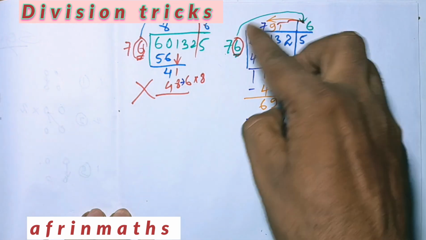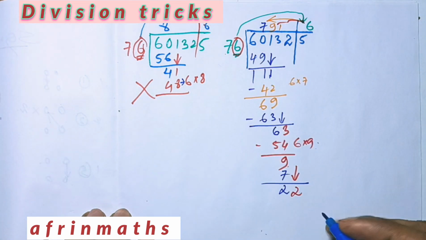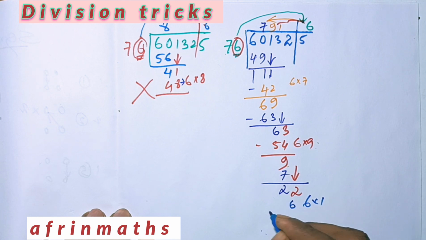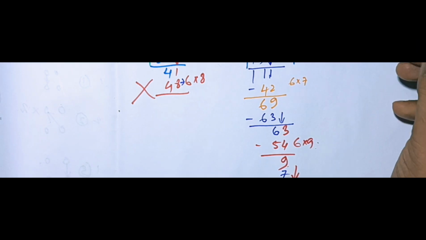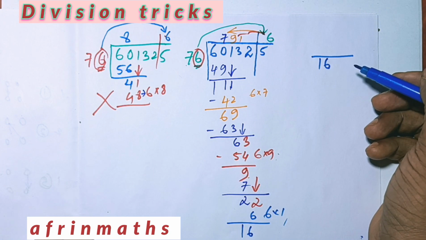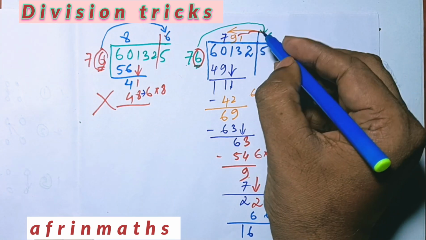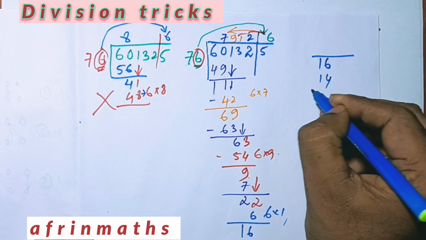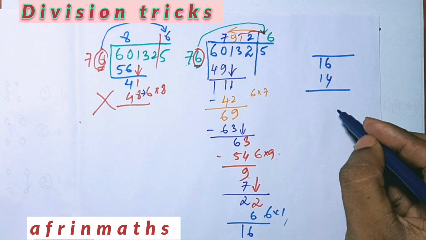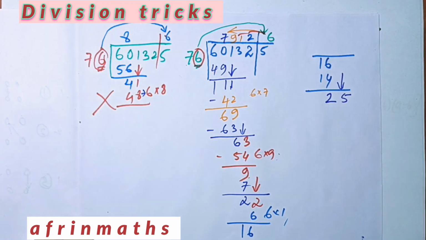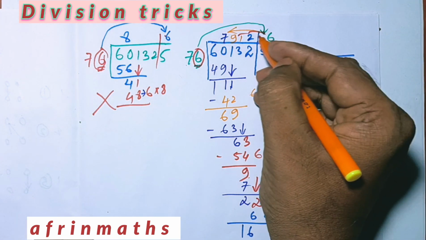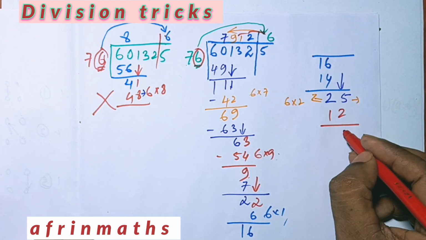If it comes down, we'll multiply with 6. 6 into 1 is 6. After subtraction, we have 16 here. Let us do it above. We'll write it 16 here. Okay, below. Then we can divide the 16 by 7, 2 times 14. After subtraction, we have 2. And this 5 comes down. When 5 comes down, we have to multiply with 6 into 2. We'll write this is 13 here.